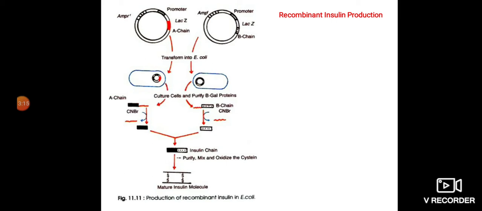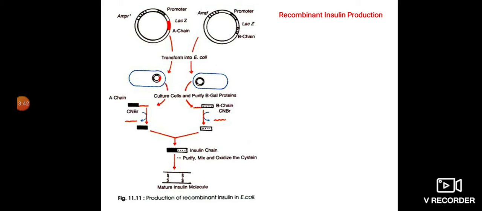coli, and these E. coli are being selected for producing A chain and B chain. Those E. coli which are able to produce are being screened, selected, isolated, and then these particular cells are made to produce the polypeptide chains in large quantity, and then they are separating these particular A chain and B chain separately.